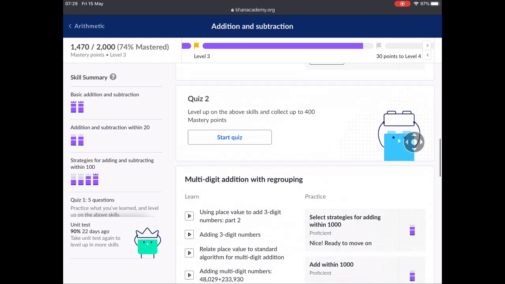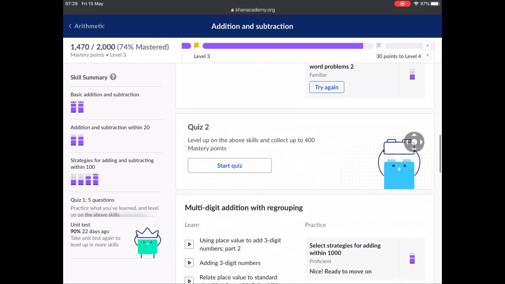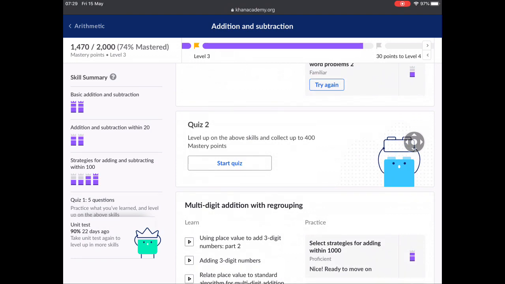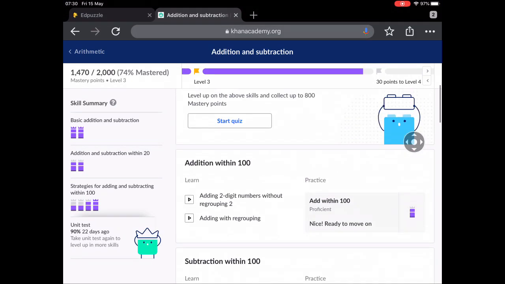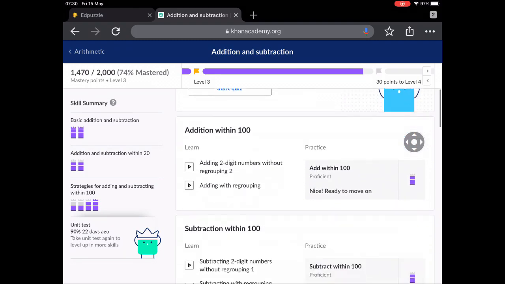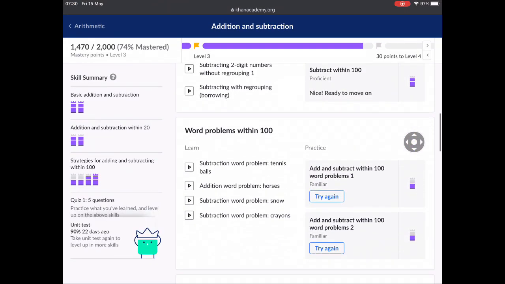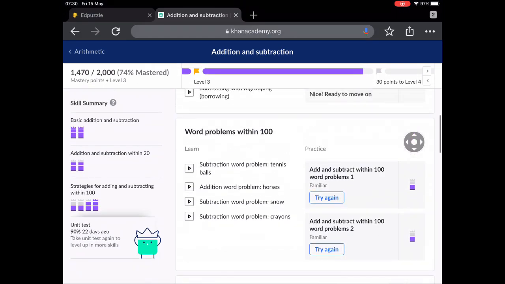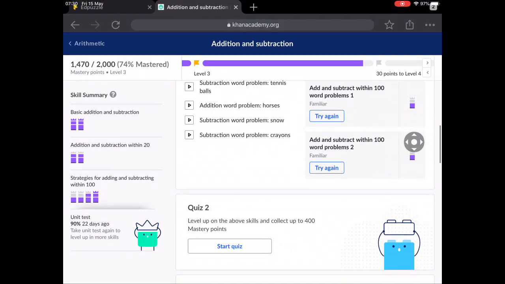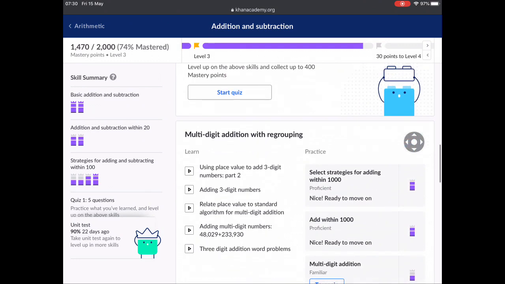So after each little section, there's a quiz, and we can collect up to 400 mastery points. And 400 mastery points will be these 4 skills. So it's going to test you on 4 skills. Here's quiz 1. After quiz 1, there's 1, 2, 3, and 4. So it says up to 400 points, but that's only if you're already at 0. Okay? So if you pass the quiz, then you can get mastered as well here.